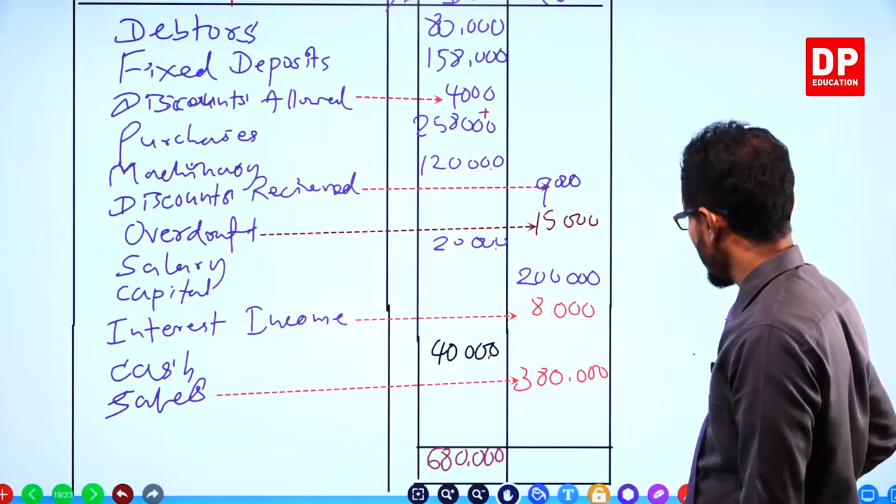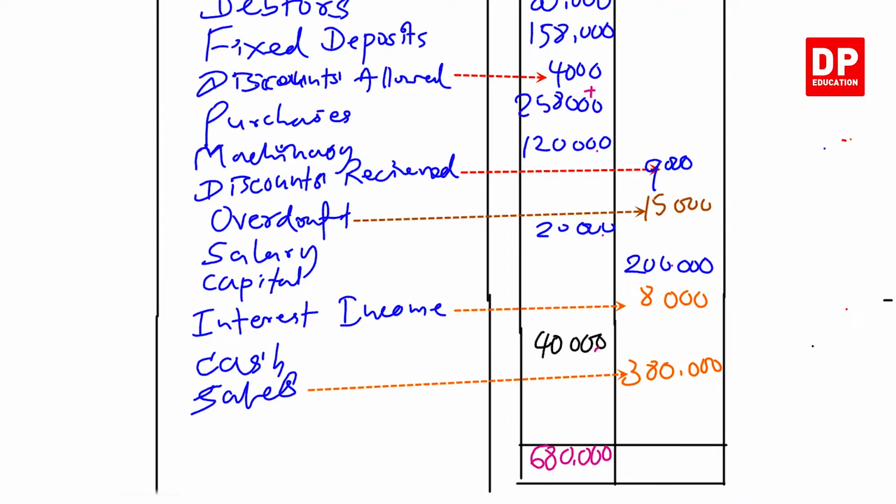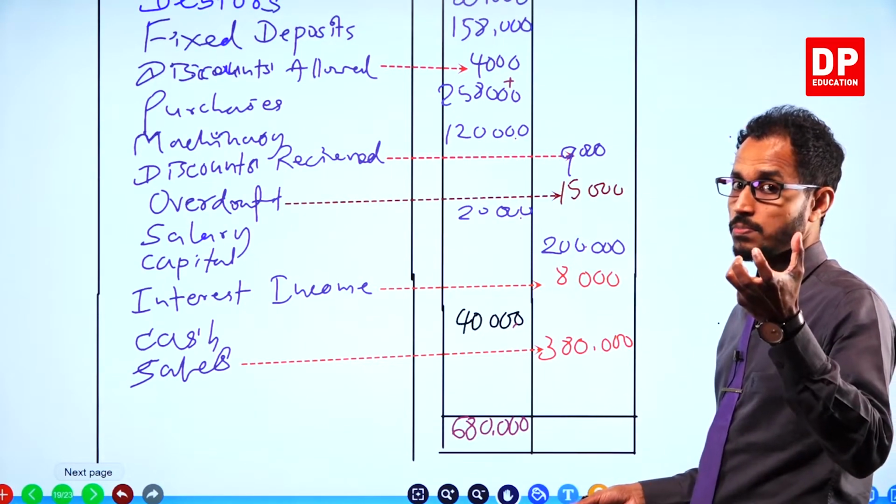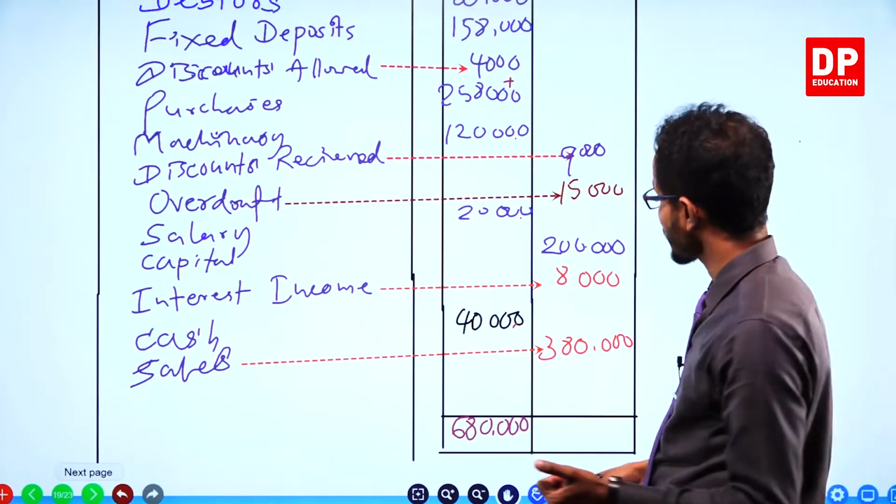All right. When you take the credit side total, I don't think the credit side total will tally with the debit side total. Now, that is a problem. Let's see.